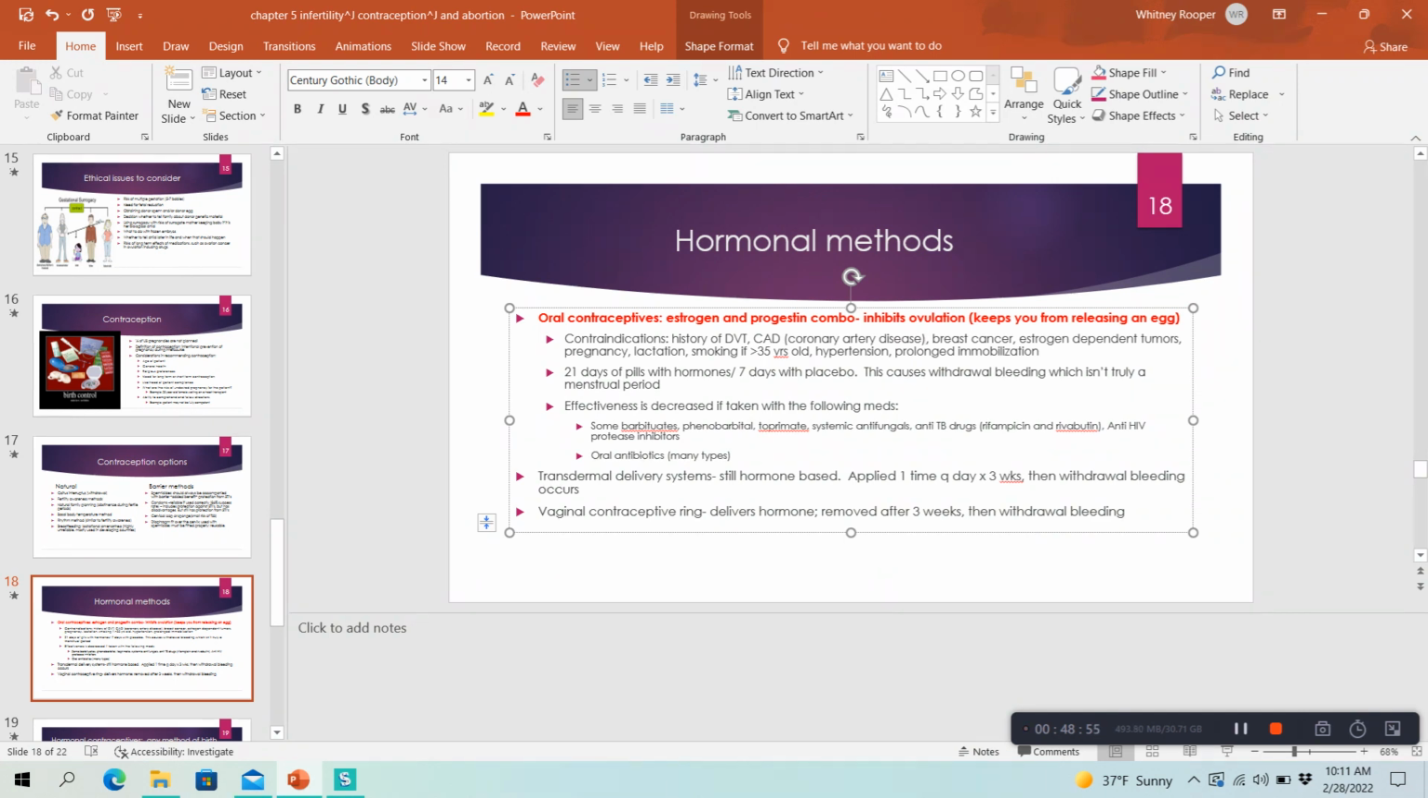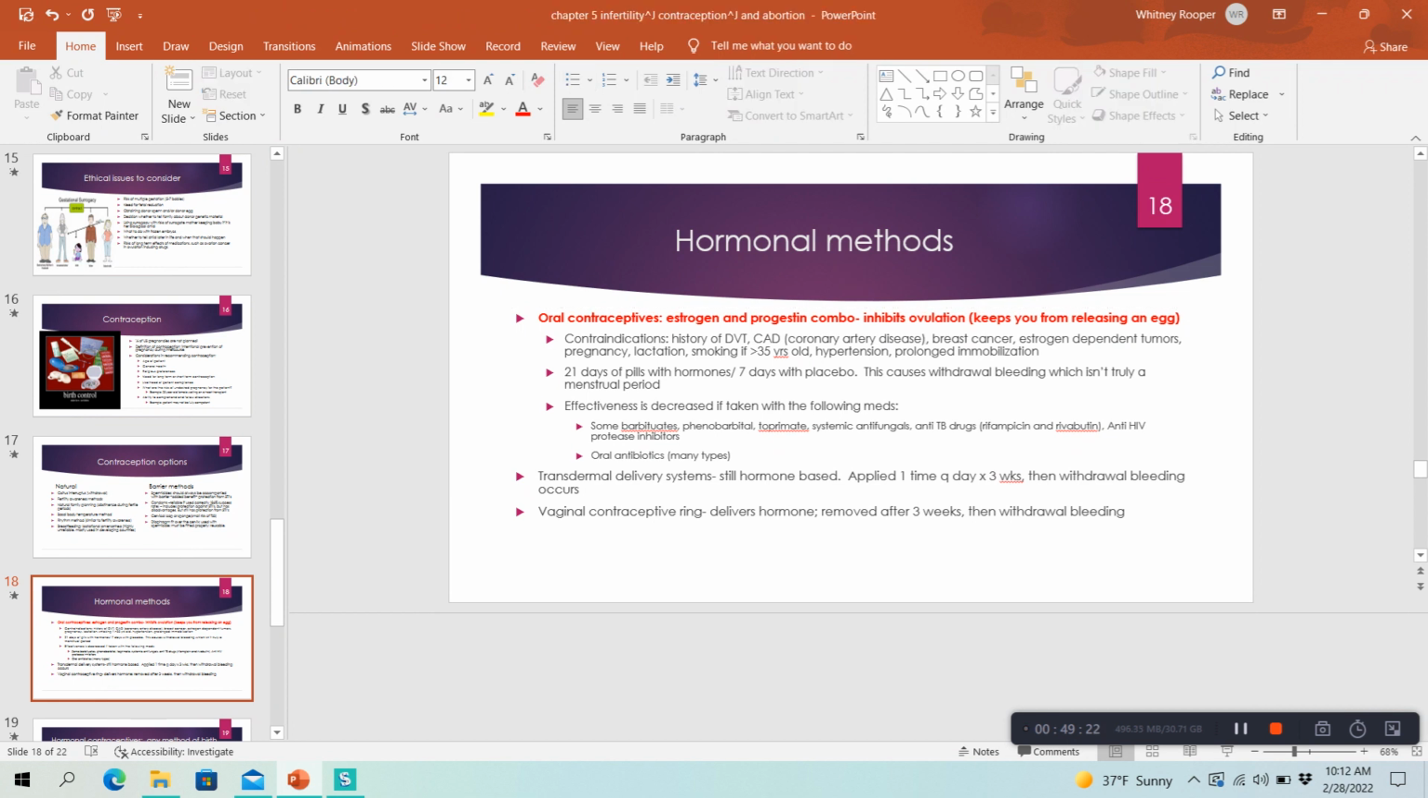If you already have hypertension, and again, prolonged immobilization. So you're in a car wreck and you break your pelvis. You're going to be on bed rest for 10 weeks. So you cannot then take oral contraceptives. Let's hope you don't need them. If you're on bed rest with a broken pelvis, let's hope you don't need them for 10 weeks. But anyway, why do we take you off those birth control pills? Because you have prolonged immobilization. You're immobile, you're already at risk for blood clots.